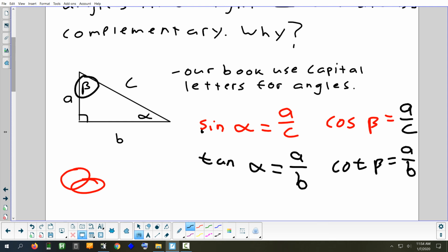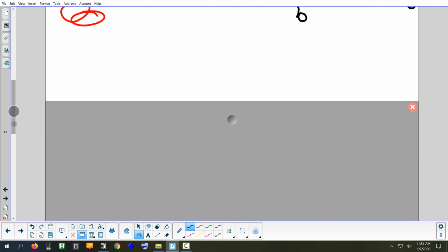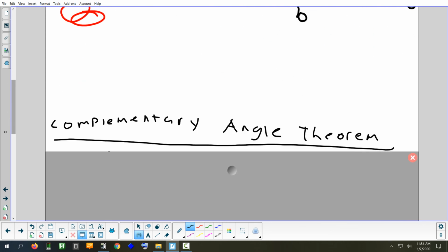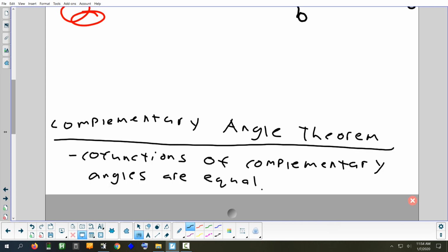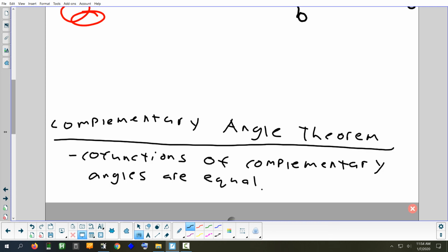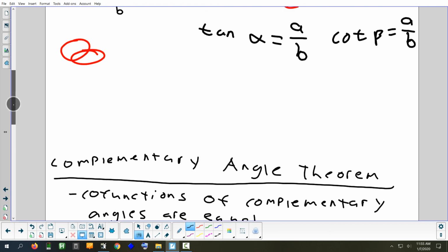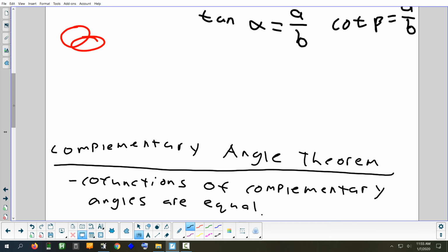So this is a pattern called the complementary angle theorem. It's going to be the last thing we look at. Very simple theorem, very short. Complementary angle theorem says cofunctions of complementary angles are equal. Okay? Cofunctions. What are cofunctions? I just showed you what cofunctions are. I'll put a little note above it.